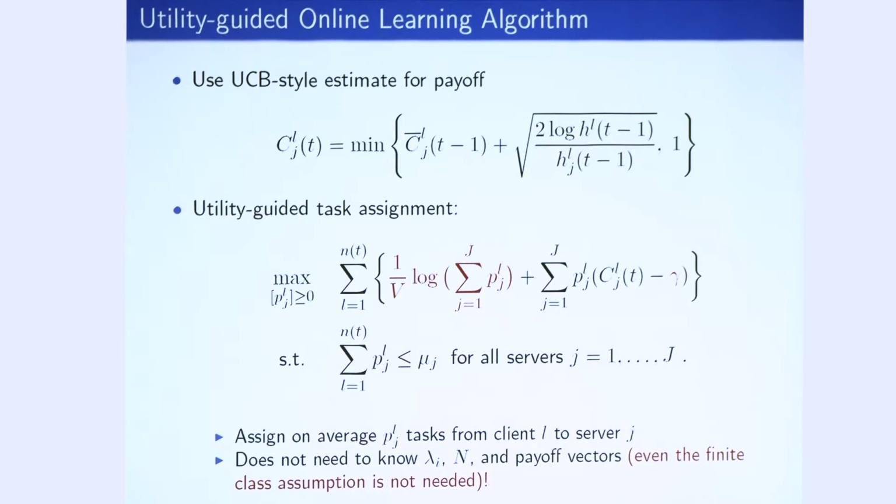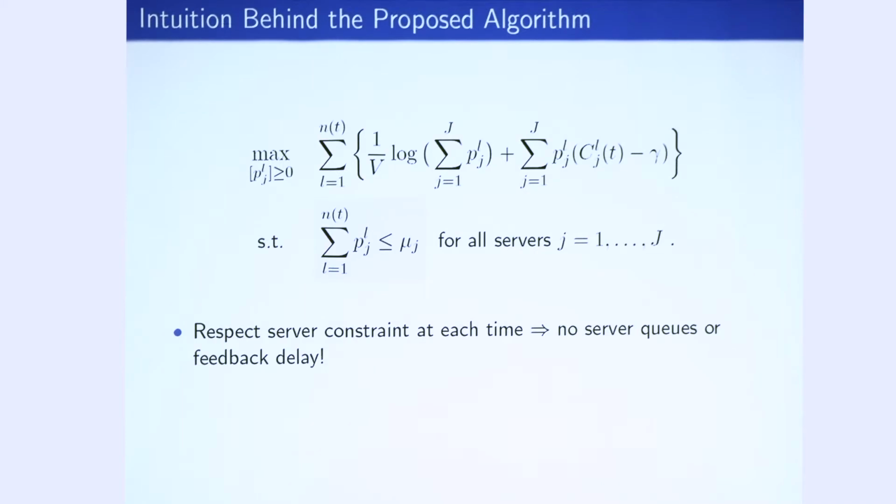Before going to the details of this algorithm, I want to mention that our algorithm does not need to know lambda, the arrival rates, does not need to know the mean number of tasks for each client, that is capital N, and also does not need to know the payoff vectors. And I want to point out that our policy does not even need the finite class assumption that we imposed in the beginning of the talk. Okay, but to appreciate why this utility is important, yes.